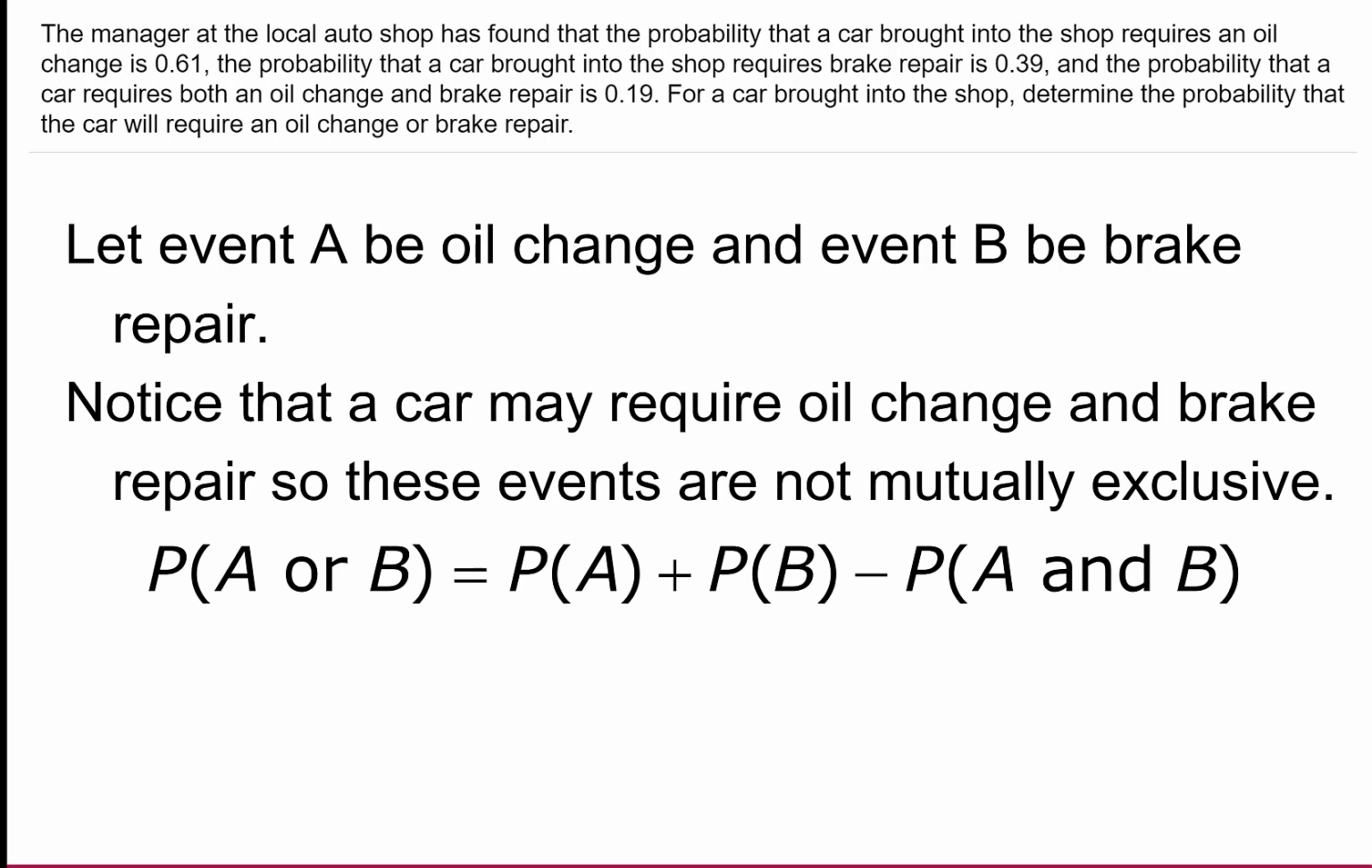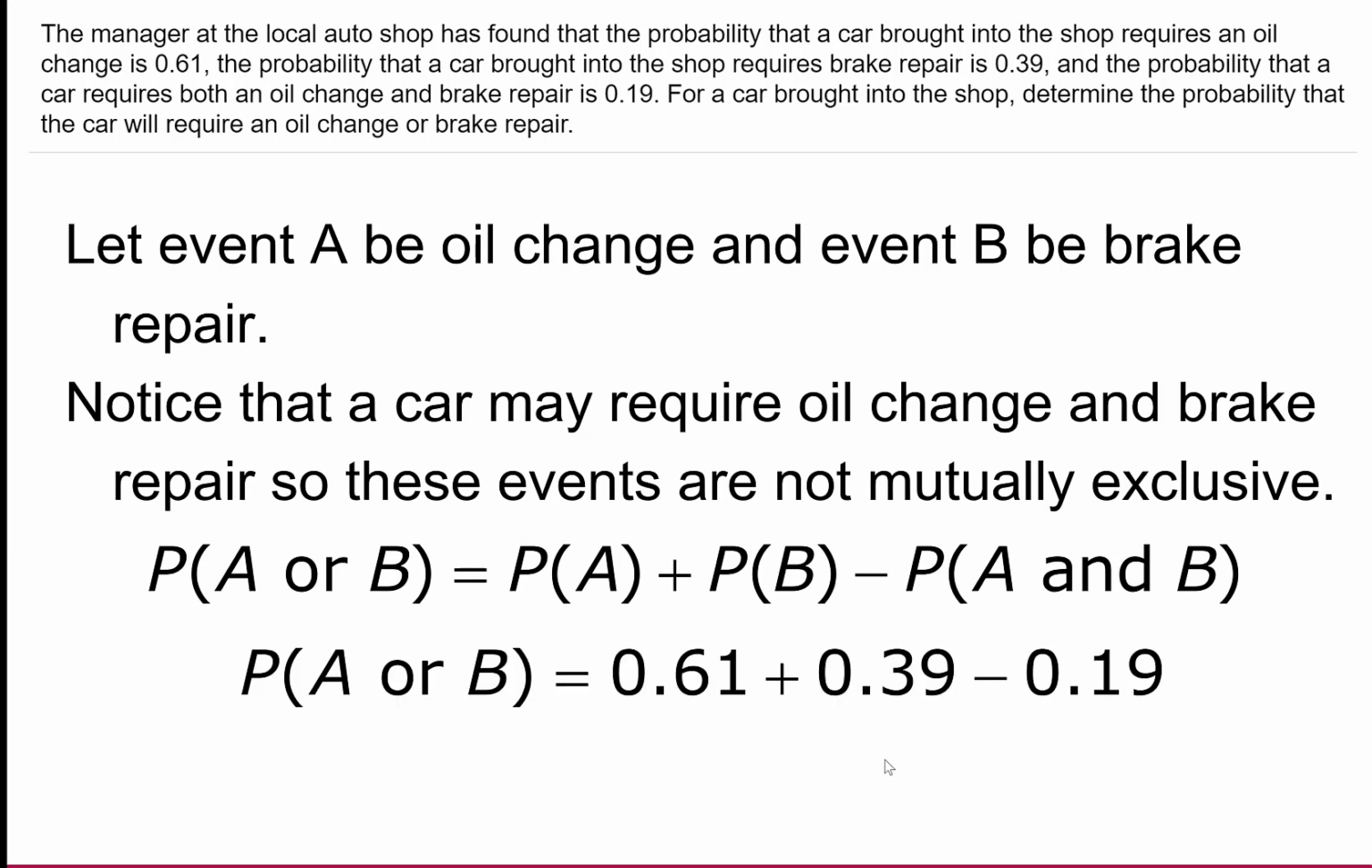And we're going to use this formula. We were given the probability of A, the probability of B, and the probability of A and B. We substitute those in, and we come up with the probability that a car needs an oil change or a brake repair of 0.81.